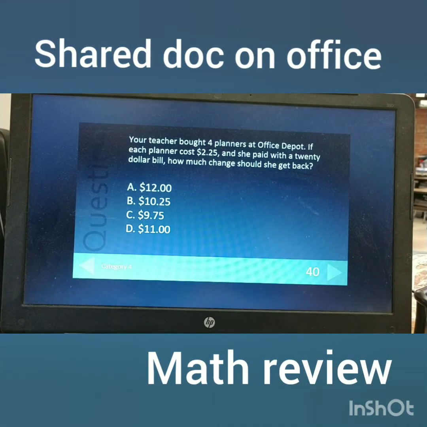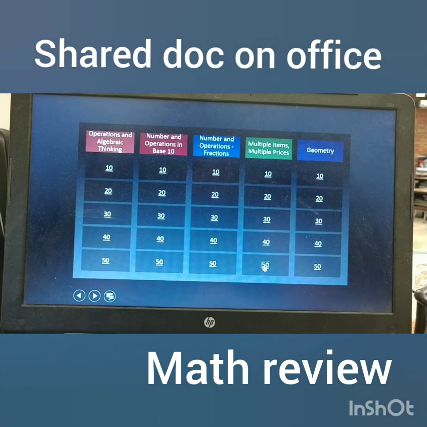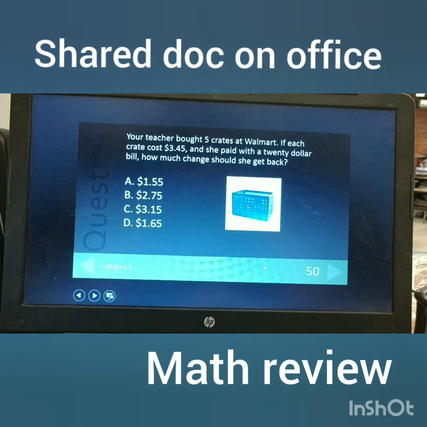Teacher bought 4 planners at Office Depot. If each planner cost $2.25 and she paid with a $20 bill, how much change would she get back? Your teacher bought 5 crates at Walmart. If each crate cost $3.45 and she paid with a $20 bill, how much change would she get back?